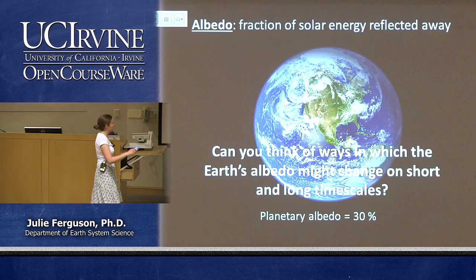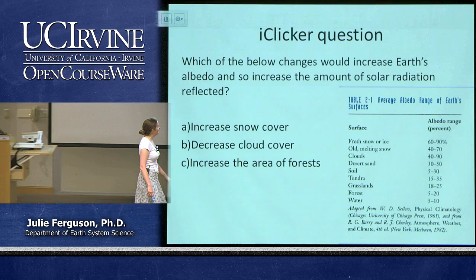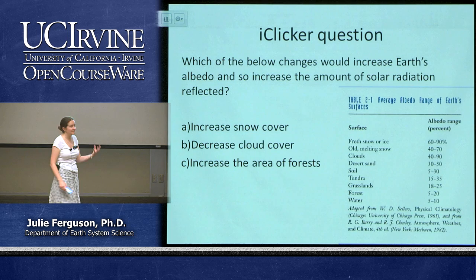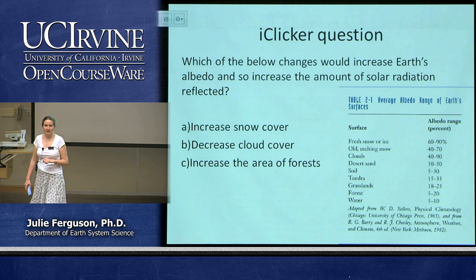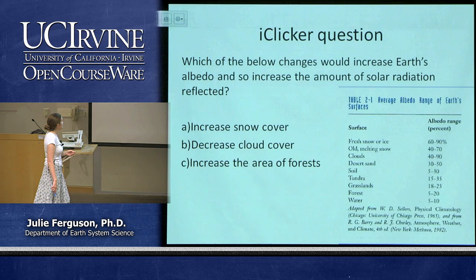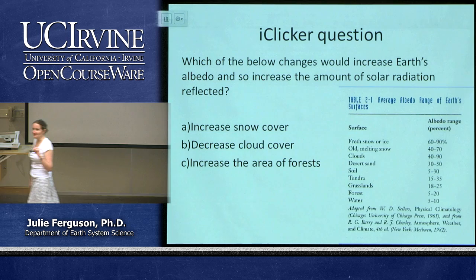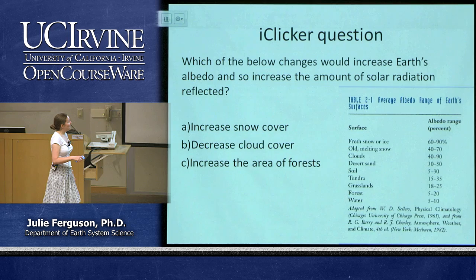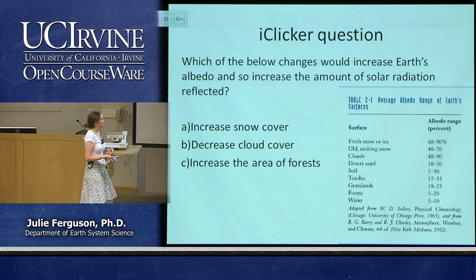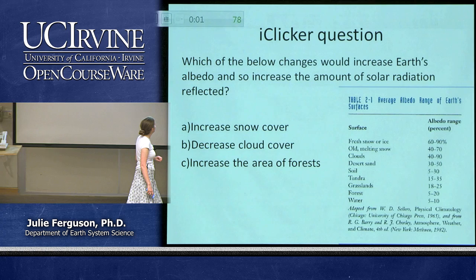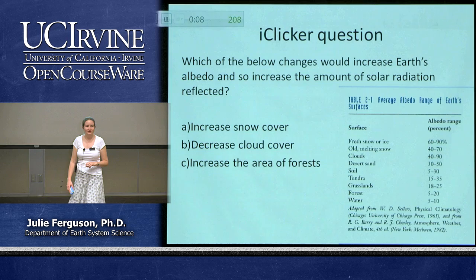Okay. So prove to me you've really got it. This is a table with lots of different types of surface. We've got clouds, snow, desert sand, ocean water, and you can see the percentage there. Okay? And remember that the average percentage of the Earth is 30%. So look at these three things: an increase in snow cover, a decrease in cloud cover, or an increase in the area of forests. There's going to be a question just like this on your quiz this week, so make sure you get it. Top tip. See if you can work out which of those things would increase the albedo. And once you've worked out which one will increase, work out why the others would decrease.